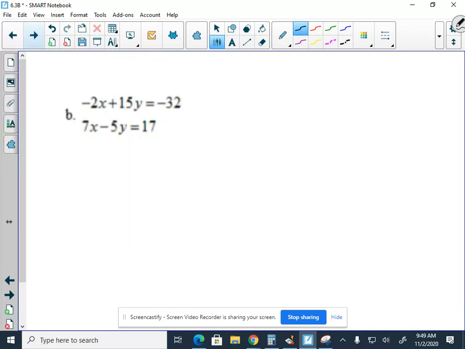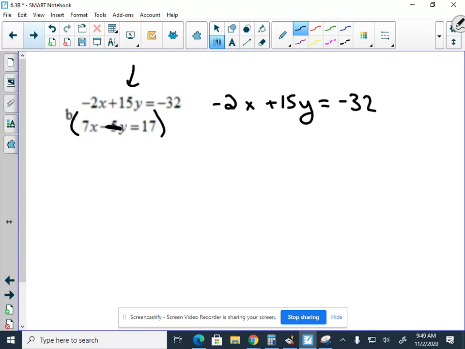All right. So now this one. You may have to write them again. I'm going to take this one. I'm going to write this one. Negative 2x plus 15y equals negative 32. And what I'm going to focus on are the y's. If I multiply this one by a number, it'll make that one match the positive 15y.